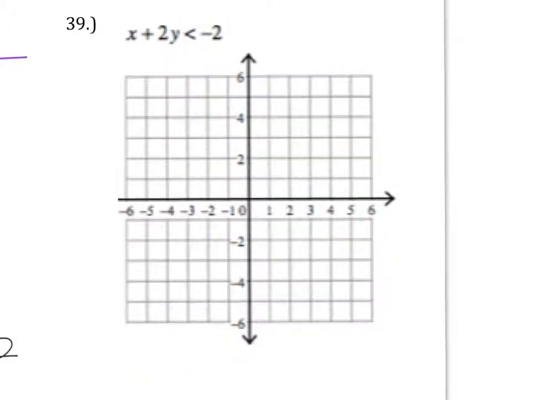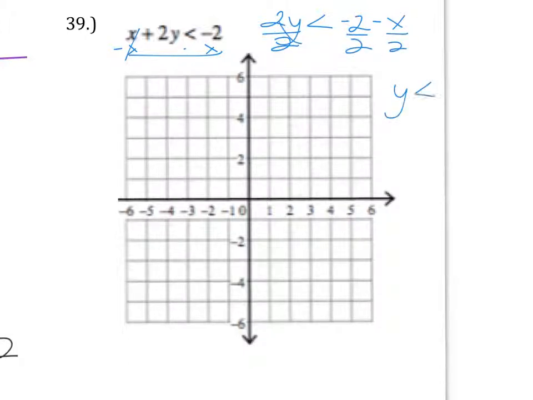Okay, so taking a look at 39, before we can do anything, we have to get this so that y is by itself. So we're going to subtract x on both sides. So 2y is less than negative 2 minus x, and then we'll divide every piece by 2. So y is less than negative 1 minus 1/2 x. So we can plot our y-intercept at negative 1. We're going to go down 1 over 2 each time. So we can plot those points.